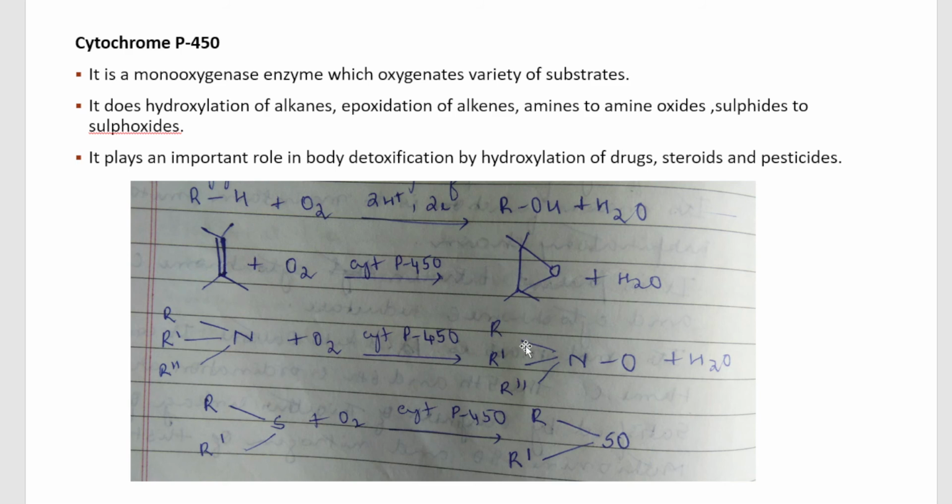These are epoxides. We already studied this in organic chemistry, wherein there is an oxygen joined into the cyclic structure. These are called epoxides. So in epoxidation, alkenes on oxygenation give epoxides. Then amines are converted into amine oxides and sulfides are converted into sulfoxides. So these are some of the important applications of cytochrome P450.